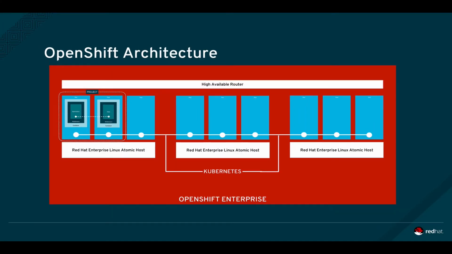To route incoming traffic to the service endpoint, there is also an HA router in OpenShift. The router can also work as a load balancer when applications are scaled.